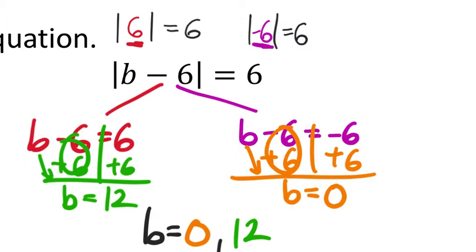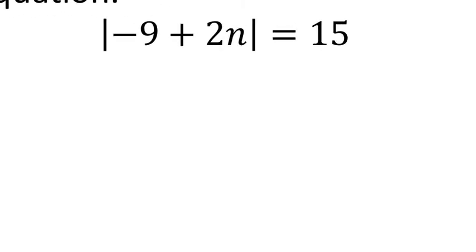Okay, so a lot of students ask, well, how does this... we can't make this equal to -6. Remember, this -6 was from the inside of the absolute value, it is not this 6 right here, it's very different. All right, so let's try this one, okay?